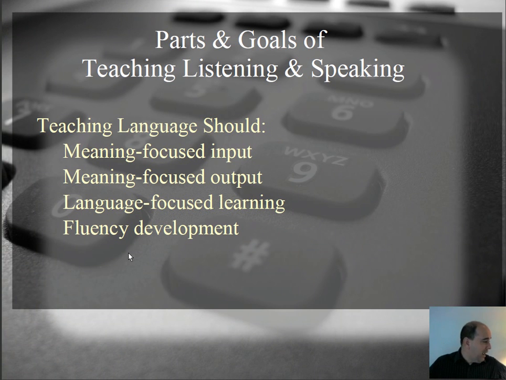Nation in this book, as in his other book, Teaching Reading and Writing, both of them begin with a small discussion on the 4 strands. And the 4 strands include these 4 areas: meaning-focused input, meaning-focused output, language-focused learning, and then fluency development. And really, that encapsulates everything that you need for language teaching.